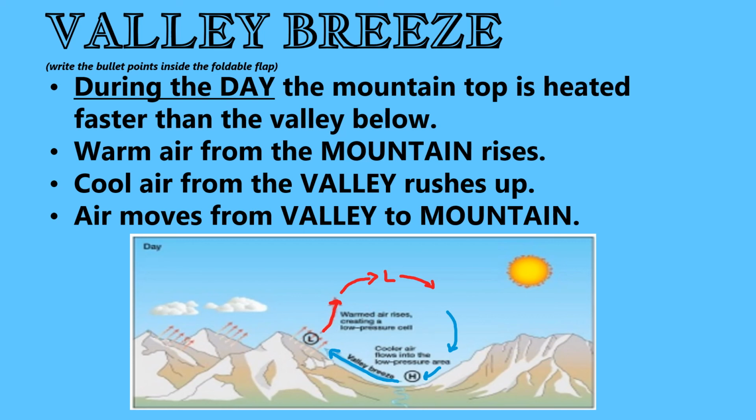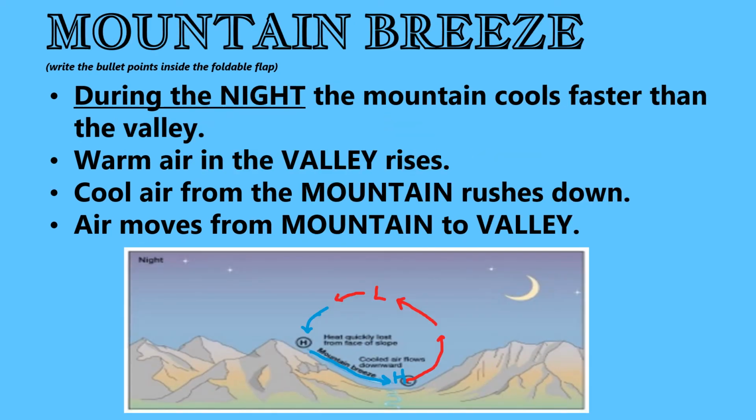This is really similar to the daytime sea breeze. So our valley breeze and our sea breeze are very similar. They both happen in the day, and they both move through high pressure to low pressure, valley to mountain, and sea to land. Our mountain breeze is exactly the opposite.